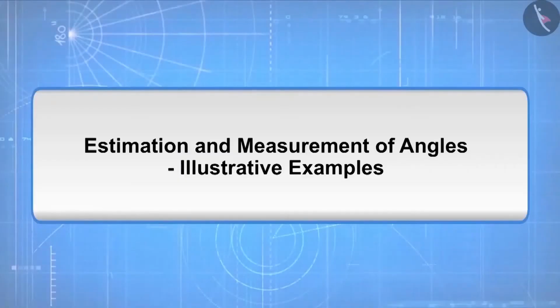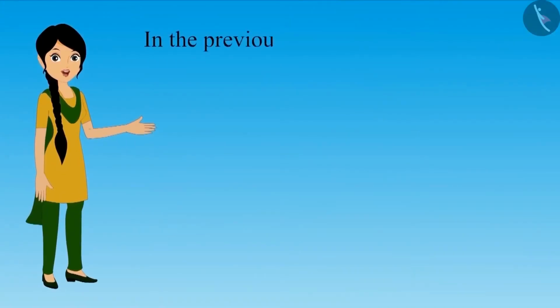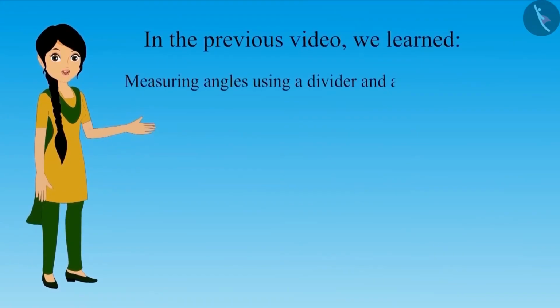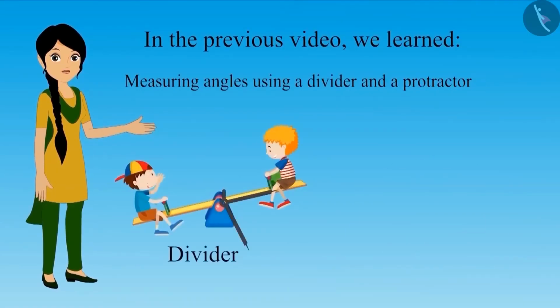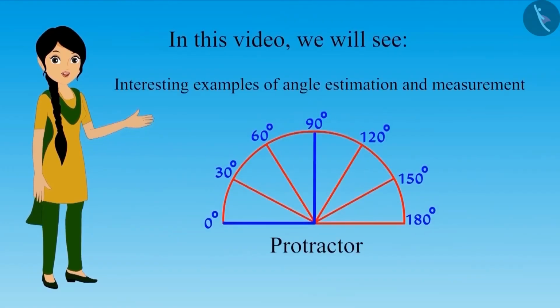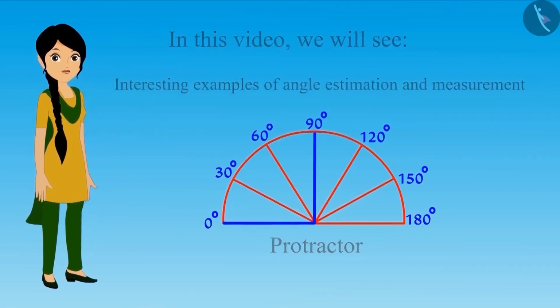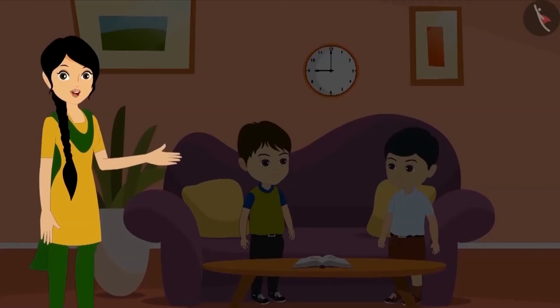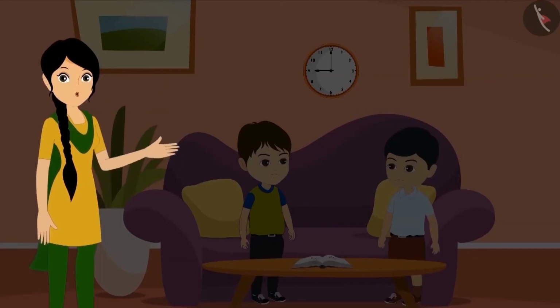Hello friends, in the previous video, we learned how we can measure angles using a divider and a protractor. In this video, we will see some interesting examples of angle estimation and measurement with the help of a protractor. Today, Golu and Bholu are playing a fun game of identifying angles in each picture. Let us see who can identify the picture with the correct angle.